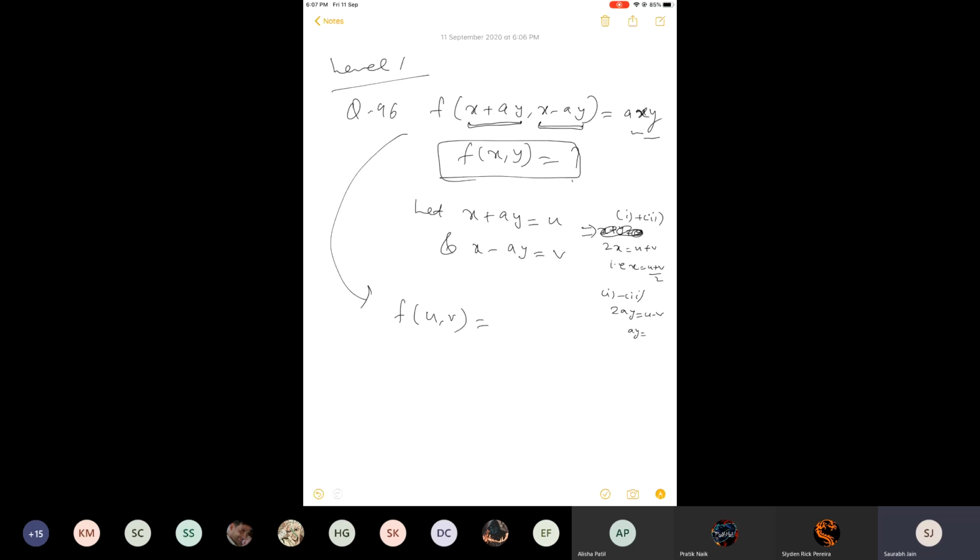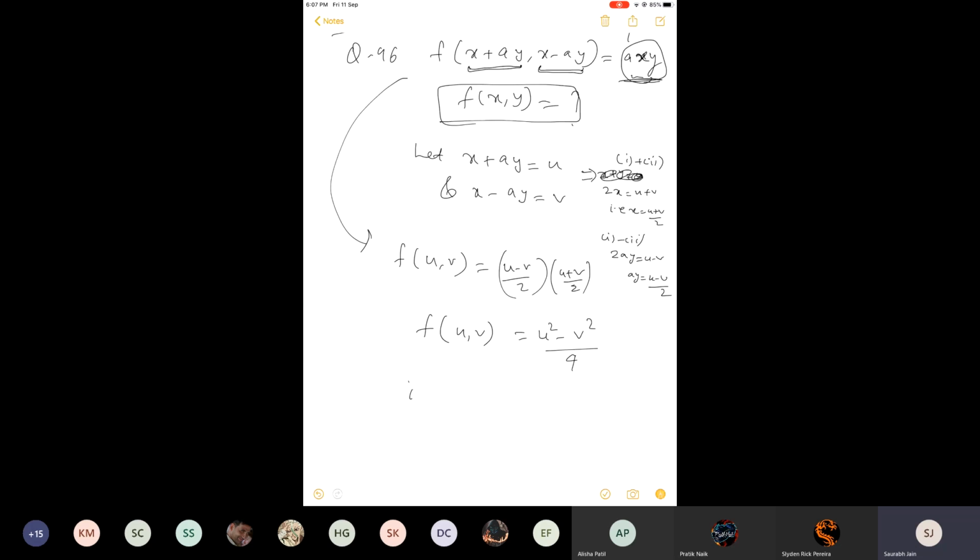So let us put a and y together. Why? Because this axy can be written as ay into x, right? So what is the value of ay? Ay is u minus v by 2. And what is x? x is u plus v by 2. So f of u comma v now comes out equal to u square minus v square by 4. And the question is over.